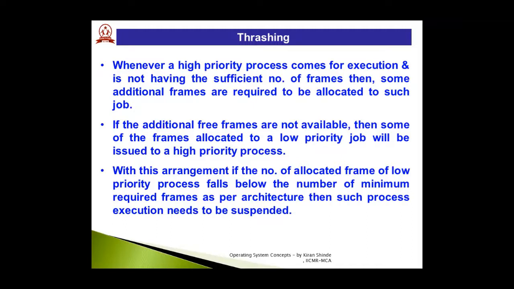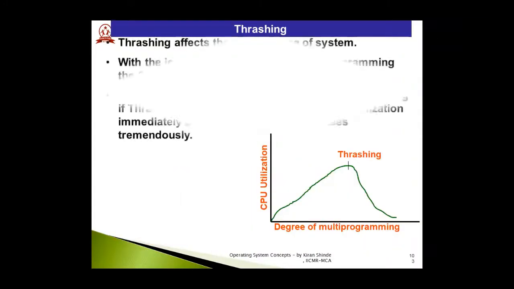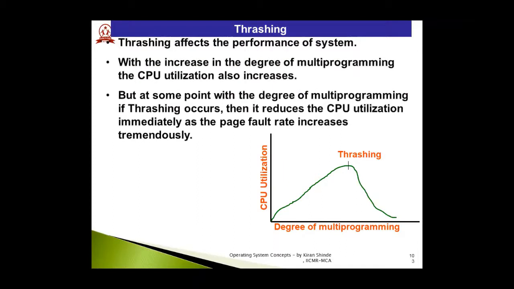If the number of frames available to a low priority process falls below the minimum requirement of that process, then what will happen? The execution of that process will be suspended. So what will be the side effect of this? A situation called thrashing, where the process is spending more time in paging, that is, servicing page faults. Okay, let's see.